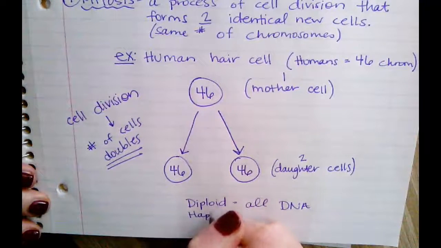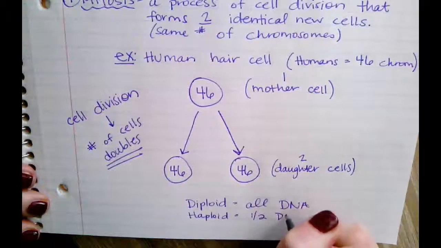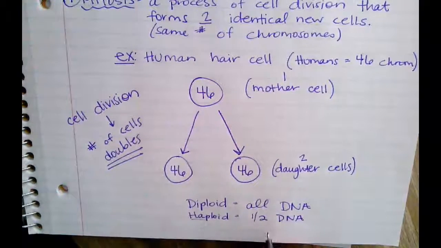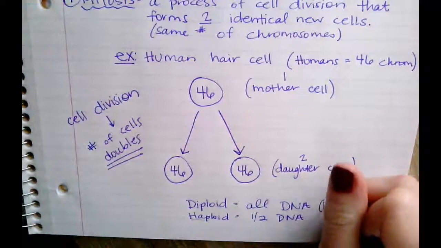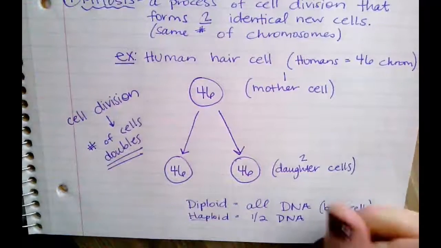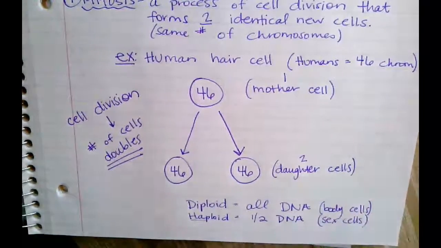Haploid is when you get half the DNA. Hap kind of sounds like half, so that's how I typically have kids remember it: hap and half. But diploid, these would be like your body cells, and haploid would be your sex cells, which makes sense, and you'll see why a little bit later.